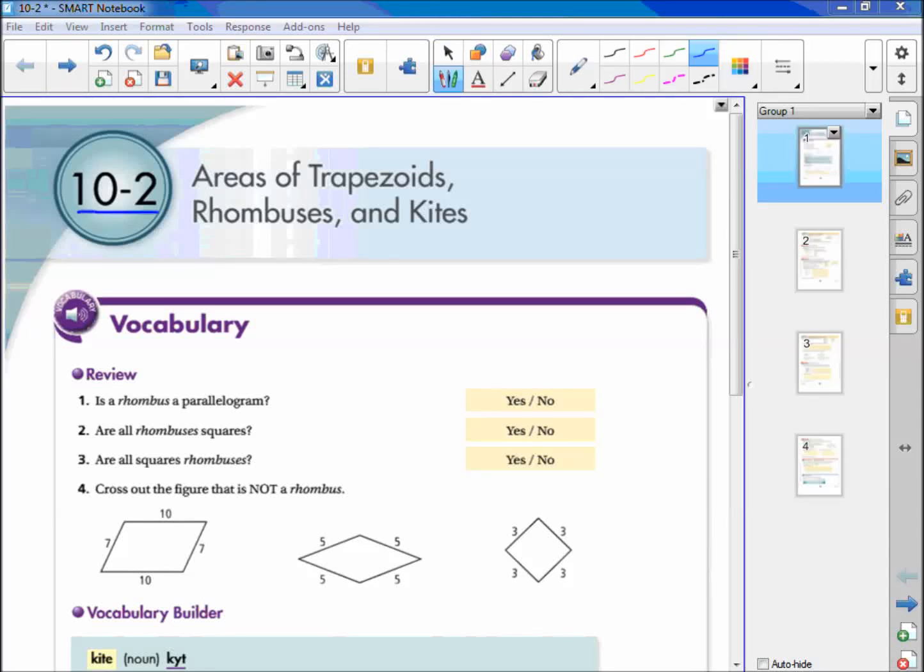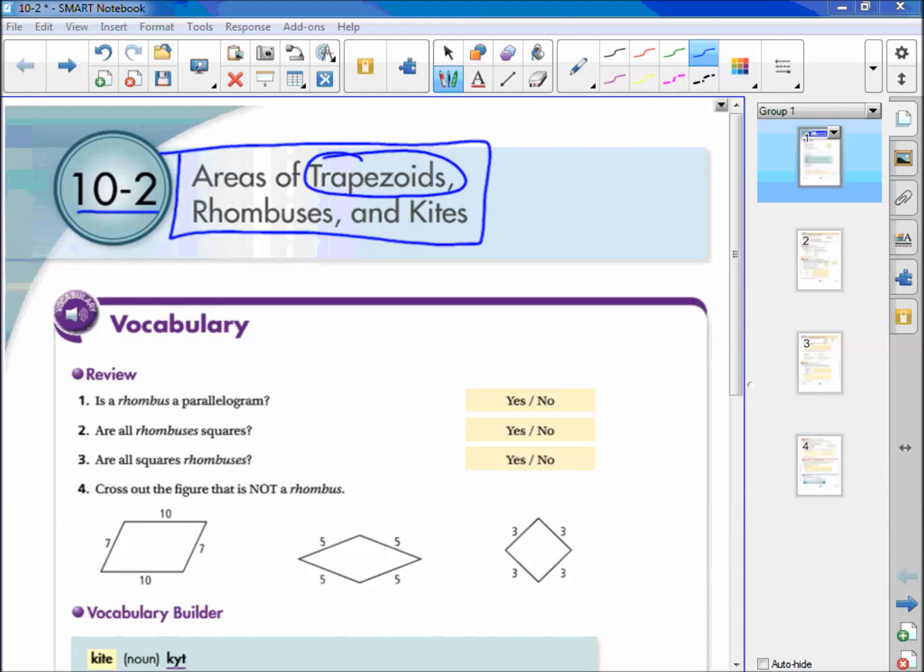Today we are covering section 10-2, area of trapezoids, rhombuses, and kites. So you've probably learned about trapezoids in the past, but I doubt you've learned about the area of rhombuses and kites. So this will be a little bit of new stuff in here.